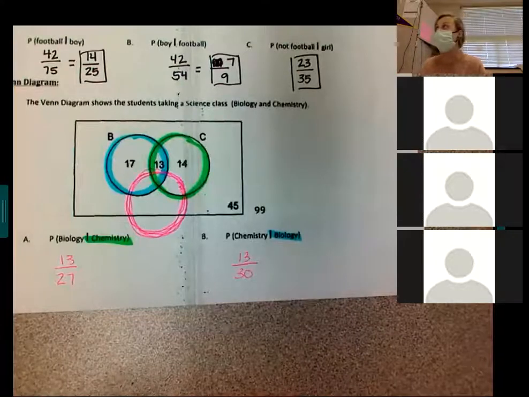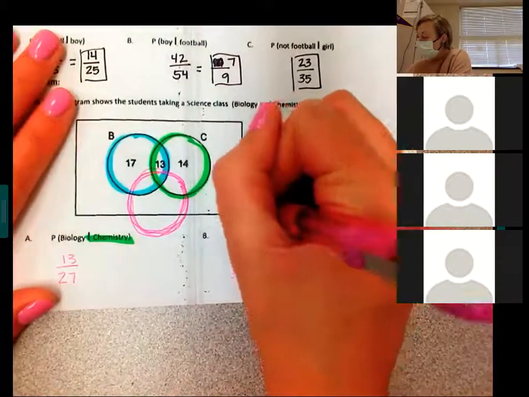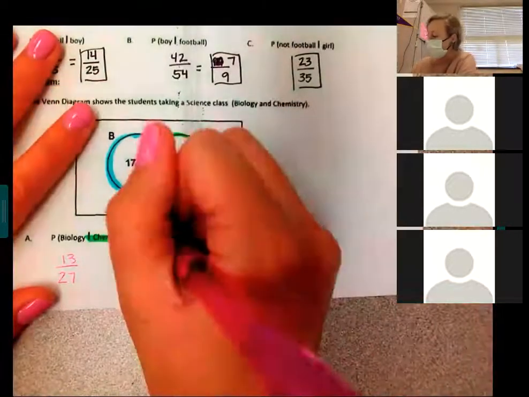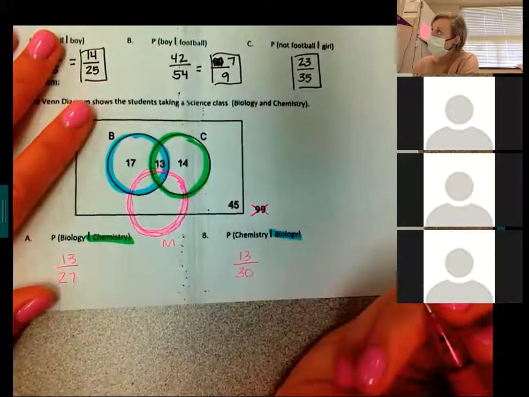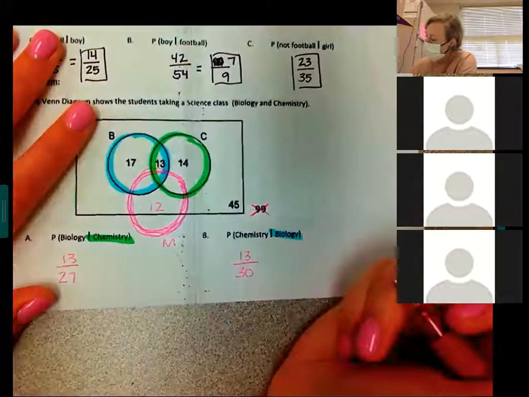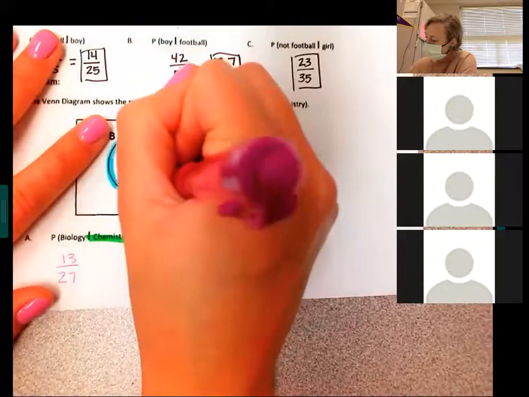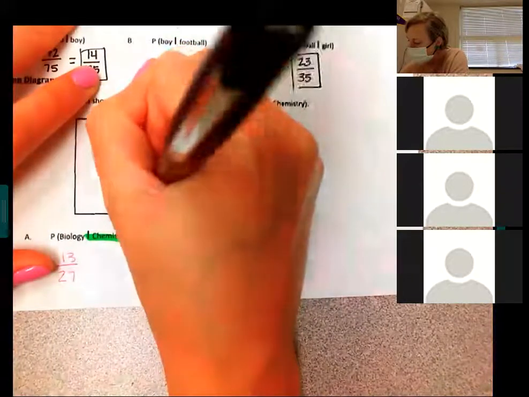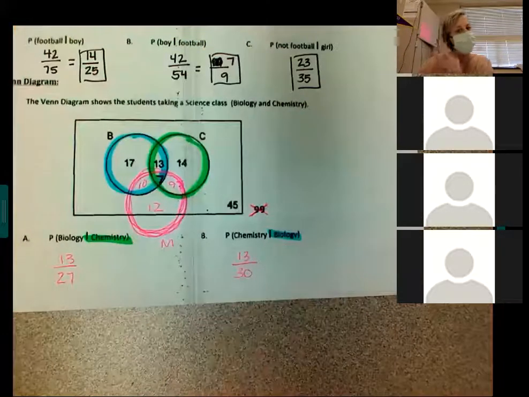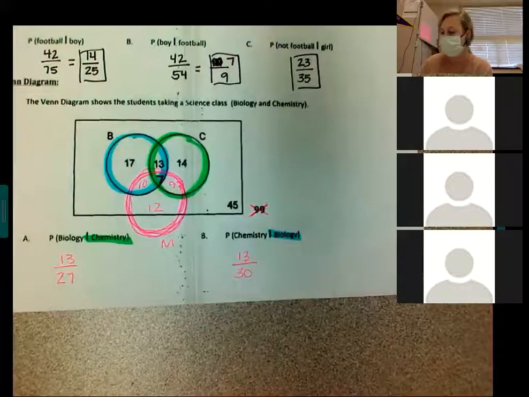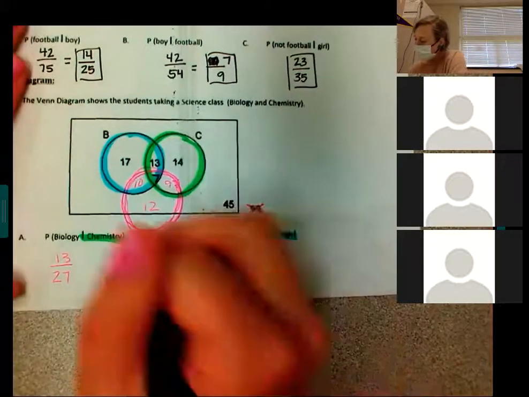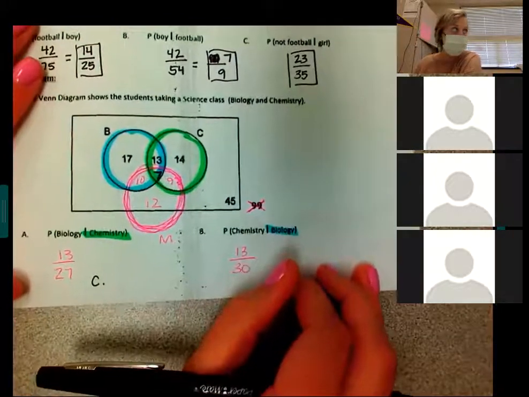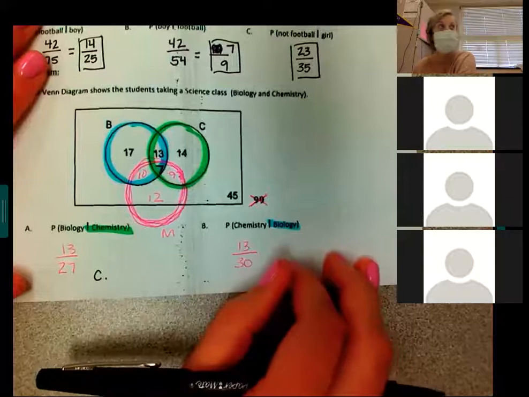So let's say we add in, I'm just going to get rid of that 99 for now. Let's add in math. Why not? And let's say 12 people just take math. Let's put 10 here, 9 here, and in the middle, I'm going to put 7. So another thing they could ask you, I'm going to make it a little tricky. Is that okay? Yeah? Okay.